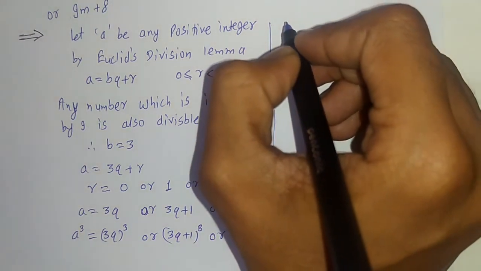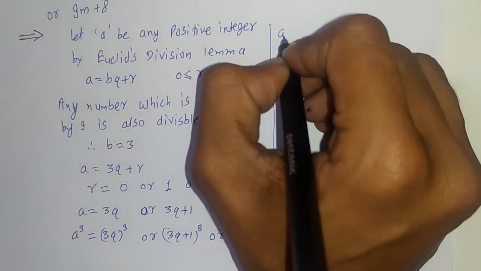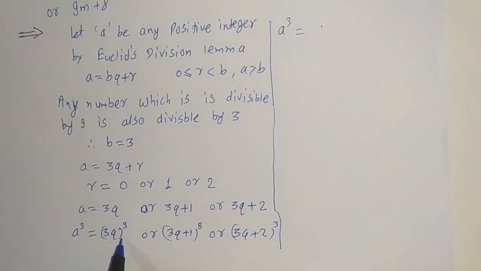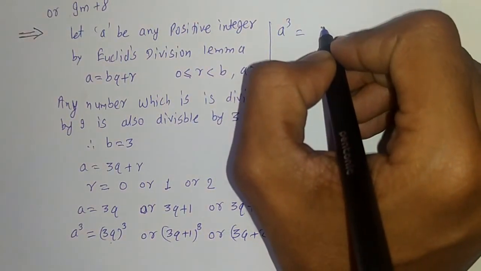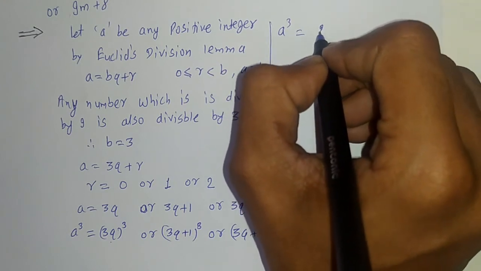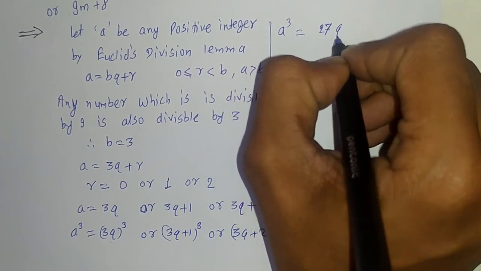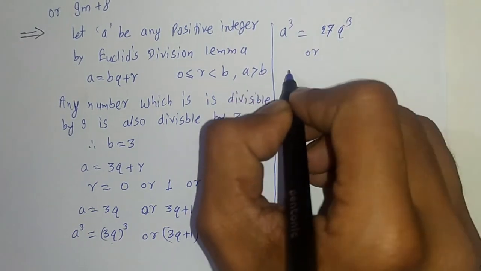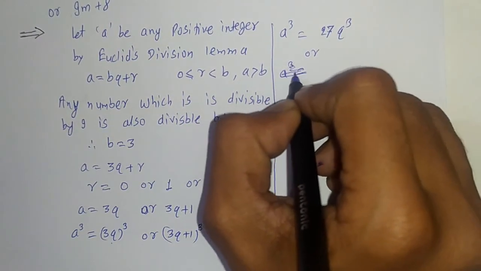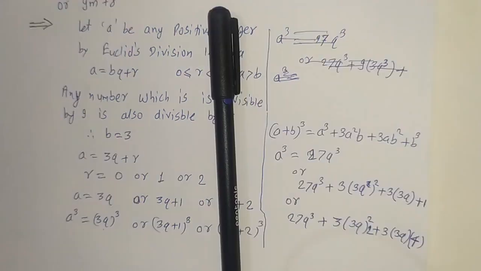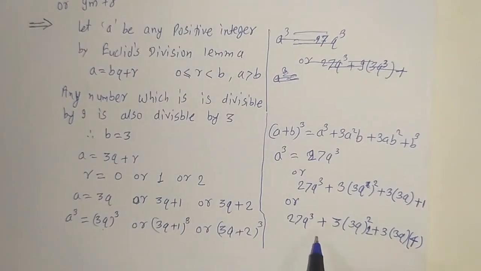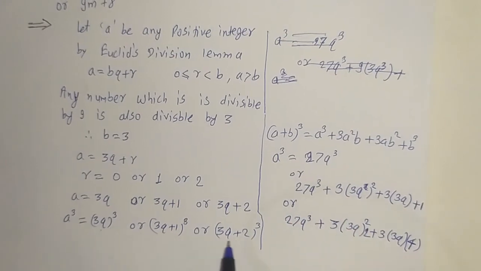So what will be the value of a cube? It has to be 3q whole cube. So what will be the value of this equation? It will be 27q cube, or a cube equal to, you can write it in... so these are the three expansions of these three equations.